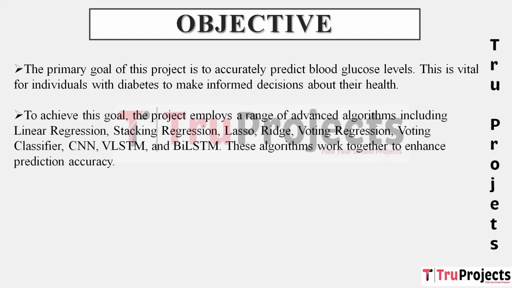To fulfill this goal, the project utilizes a variety of advanced algorithms, including linear regression, static regression, lasso, ridge, voting regression, voting classifier, CNN (convolutional neural network), VLSTM (variation in long short-term memory), and BiLSTM (bidirectional long short-term memory). These algorithms work collaboratively to improve the accuracy of blood glucose predictions. By combining their strengths, the project enhances its ability to provide reliable and precise results.